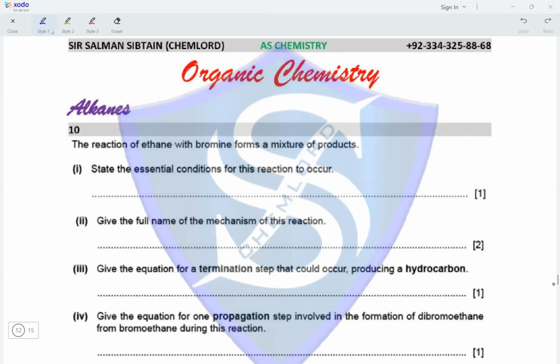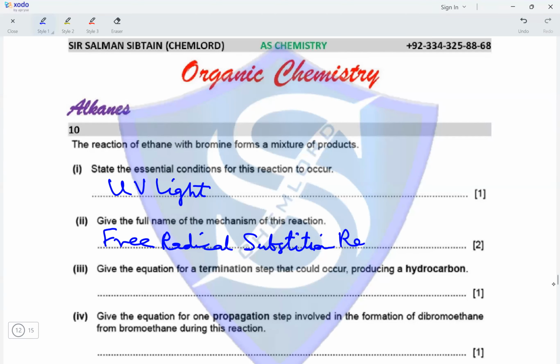Question 10. The reaction of ethane with bromine forms a mixture of products. State the essential conditions for this reaction to occur. So the reaction between an alkane and a halogen requires UV light. Give the full name of the mechanism for this reaction. So this is called a free radical substitution reaction mechanism.